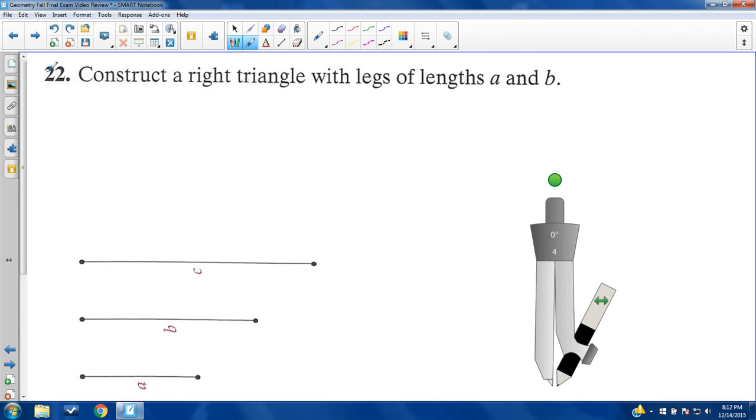Okay, I believe this is the very last problem, and then we're done. So I almost got this in 2 hours. Woo! Let's see if I actually can. Construct a right triangle with legs of lengths A and B.